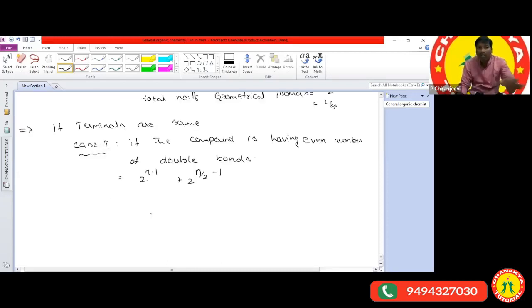Okay, and what is the other condition? The condition is the same: the terminals are the same. And what is case 2? What is case 2 here?